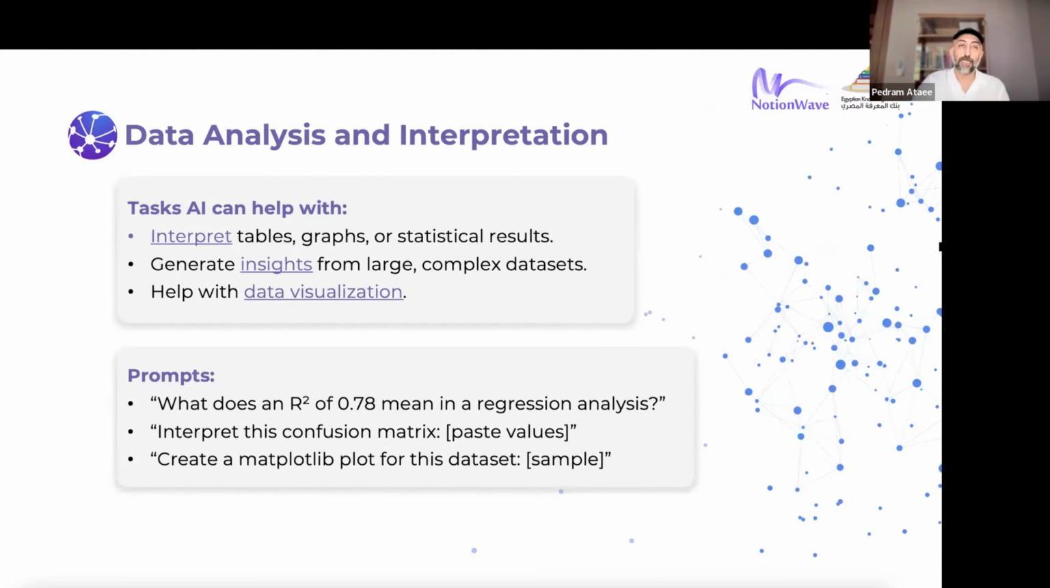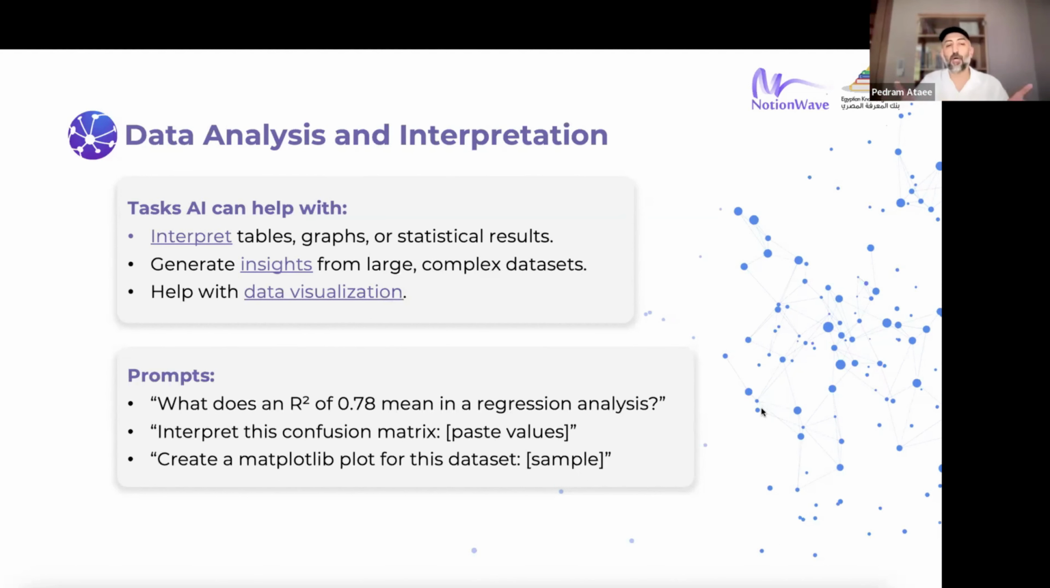You can use AI for the sake of data analysis and interpretation of data. You can interpret tables and statistical results using AI. You can generate insight out of large, complex data sets using AI with a very simple prompt. You can use AI for data visualization. Recently, the data visualization part has become much more useful.